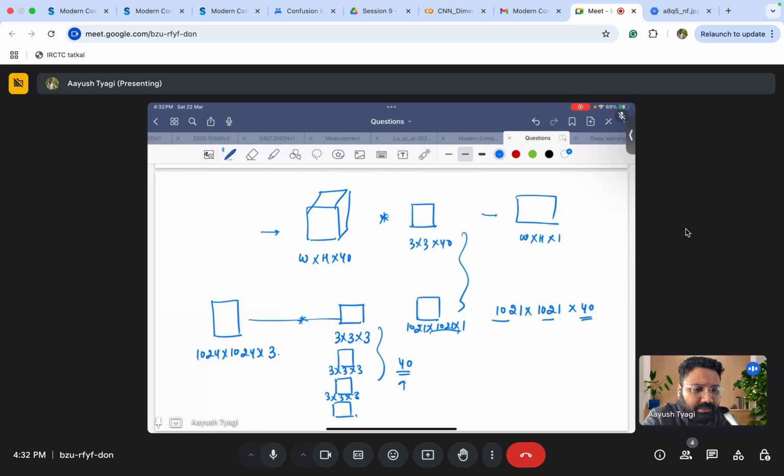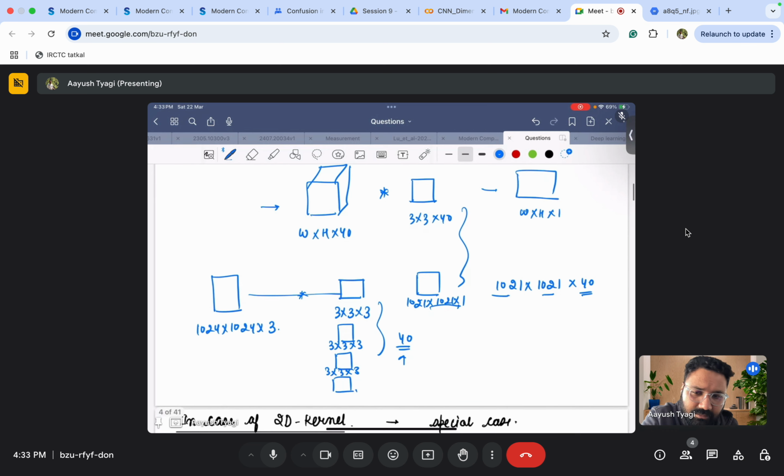Perfect, perfect. So let's go step by step, right? So we have an input 1024 cross 1024 cross 3. We have just a minute.